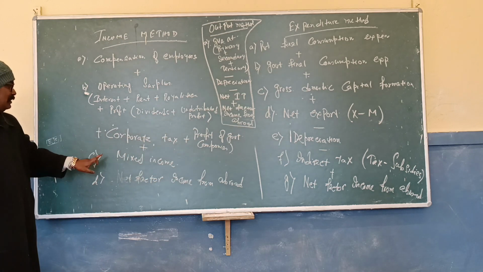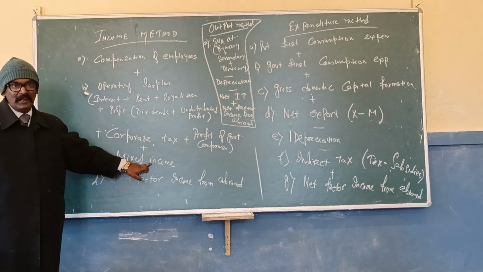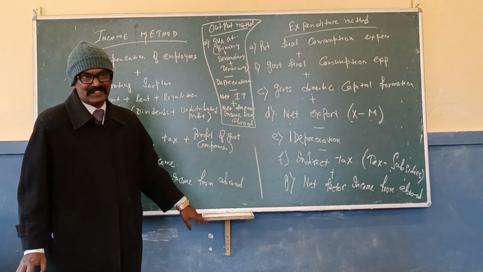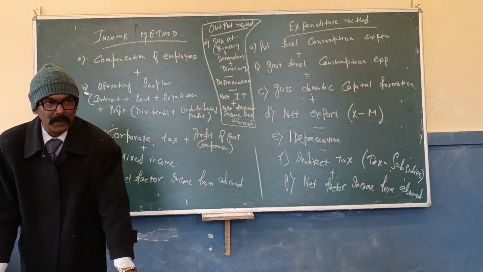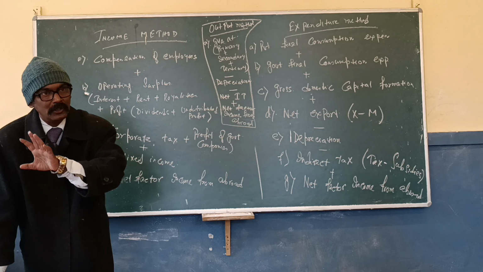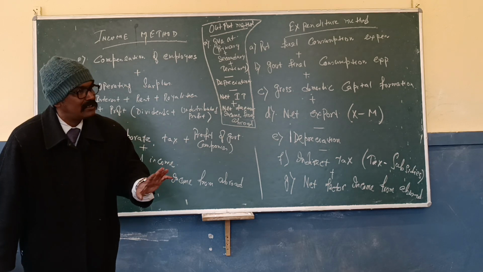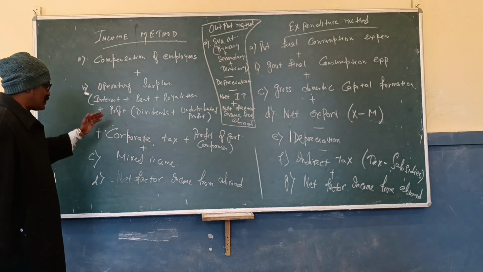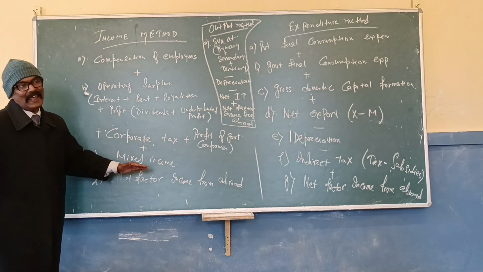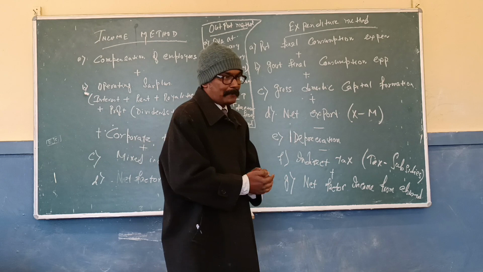And the third one is what? The mixed income, meaning the income of the professionals, like the lawyers or maybe the doctors. Here also they give the mixed income directly. They don't make it much complicated. And the last one, what we have to do? We have to add the net factor income from abroad.